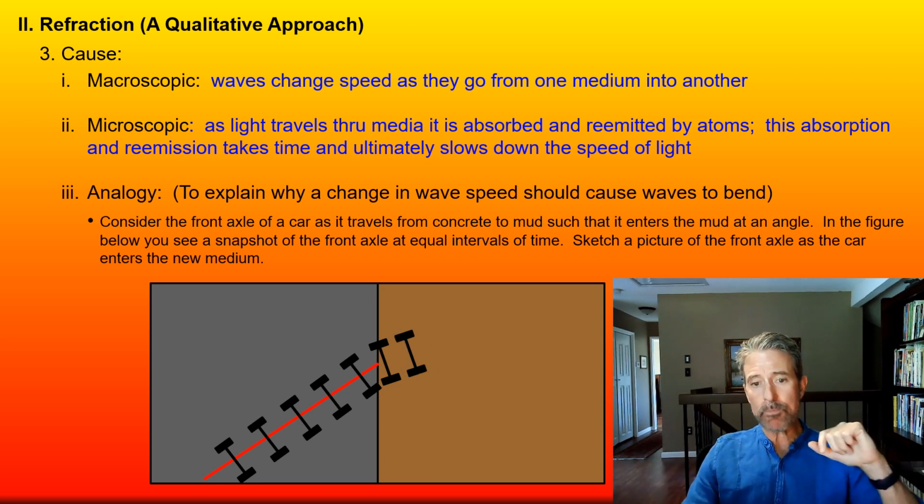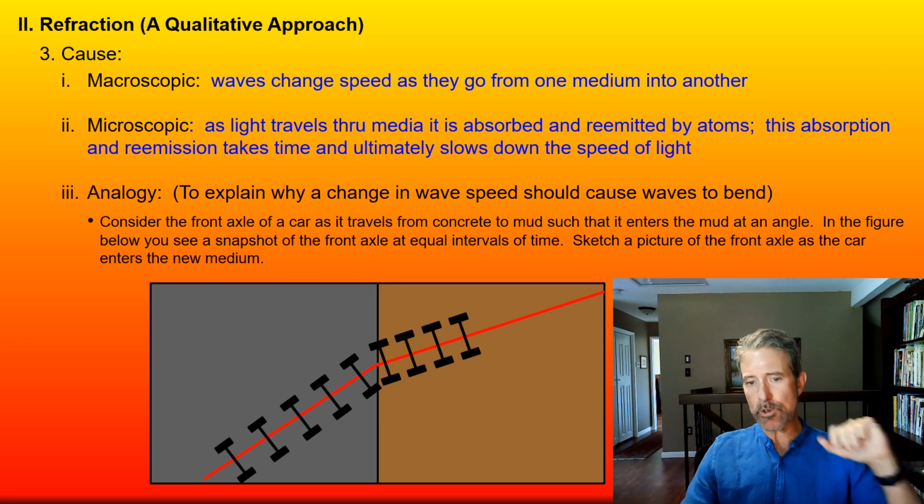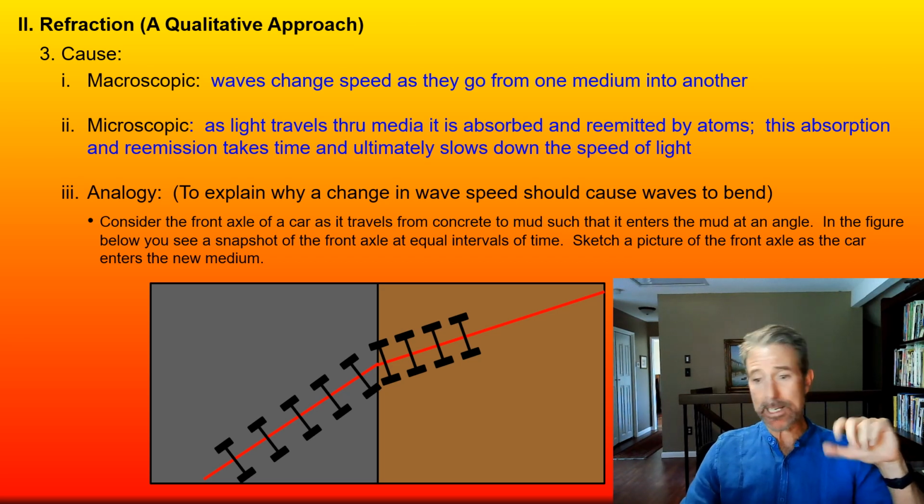Now, from here on out, you'll notice that both the right and left tire are in mud, so they will both travel the same distance in the same amount of time. So once both wheels are in mud, your car will once again travel in a straight line. Notice that the bending, or the refraction, happens exclusively at the boundary between the media. While this is true for front axles of cars changing media, it's also true for light waves when they enter a new medium.